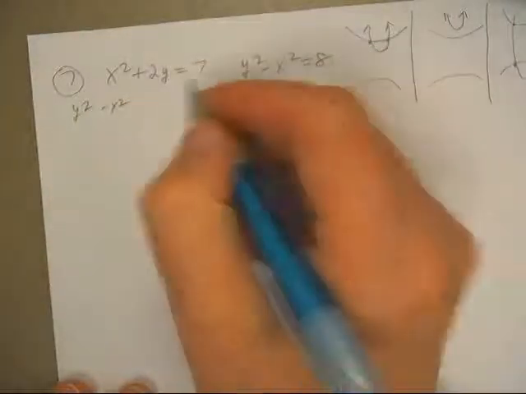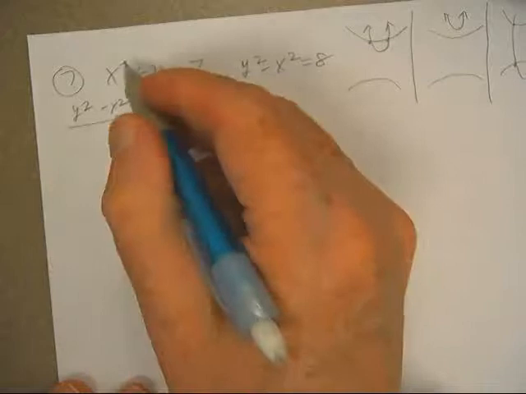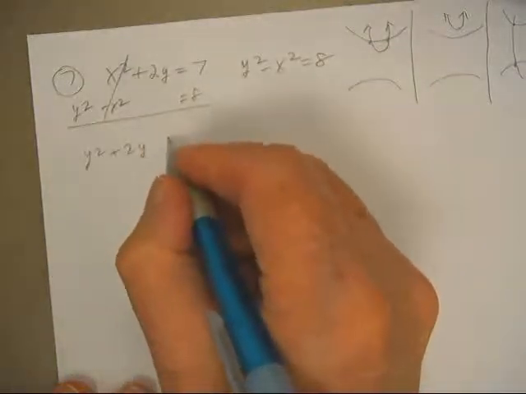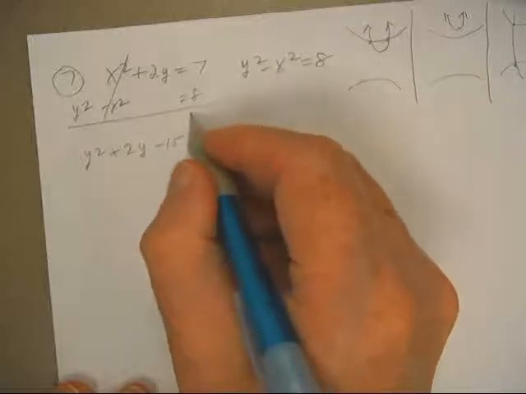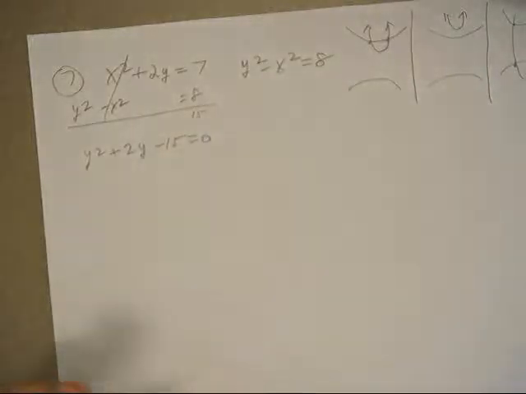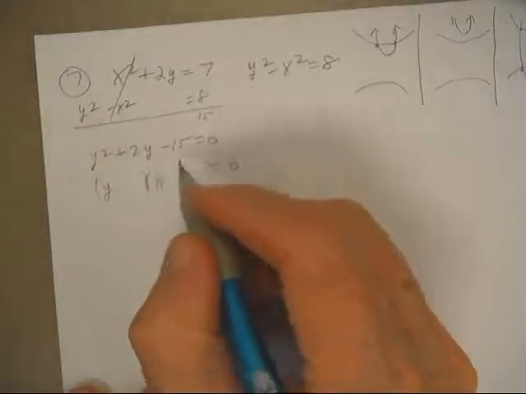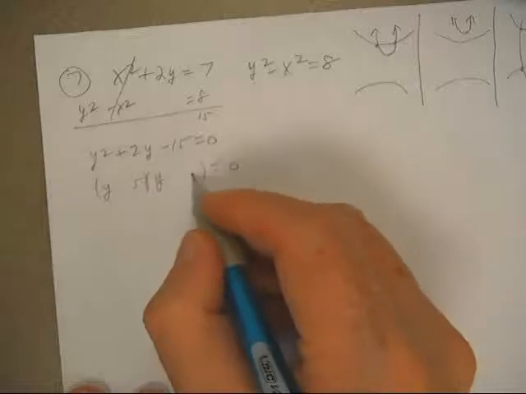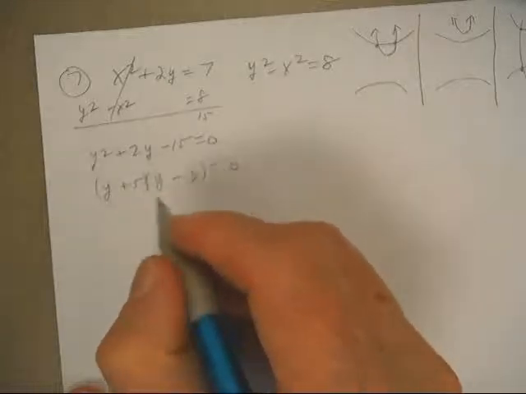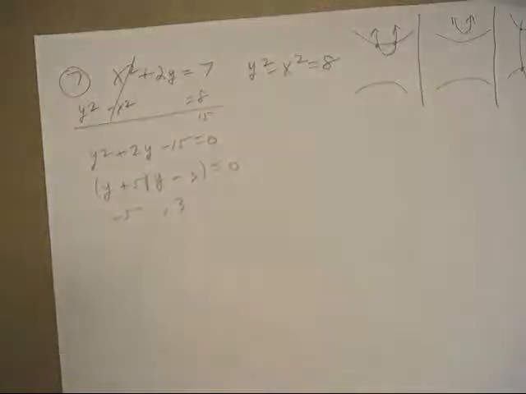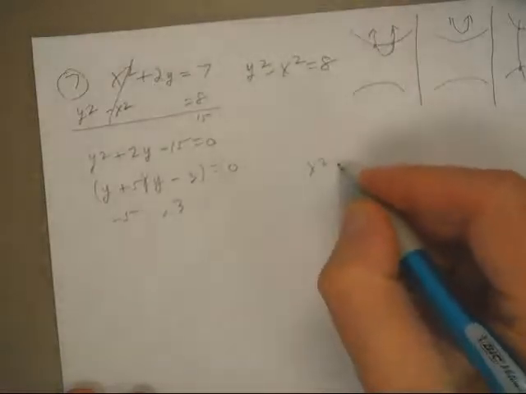Let's stack this. X squared eliminate, y squared plus 2y. That's 15 together. Subtract it, minus 15, factor: y and y, 5 and 3, plus and minus. So I get negative 5 or 3. Okay, so let's take those one at a time. Pull this one over here.